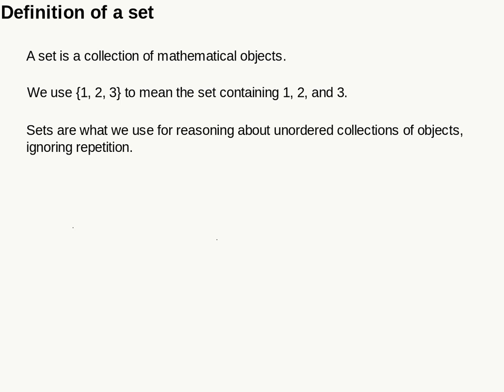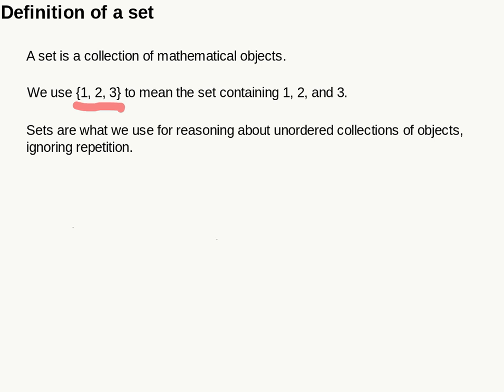A set is defined to be a collection of mathematical objects. And the way we tend to notate these collections is by using curly brackets like this. So this expression I've just underlined denotes the collection of mathematical objects 1, 2, and 3. So sets are what we use for reasoning about unordered collections of objects, ignoring repetition.